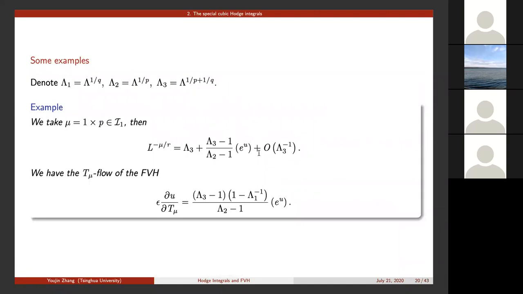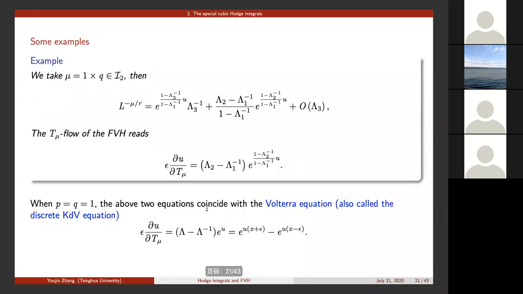And then we can write down some examples. For example, if we take mu belonging to the first index set I1, with k equal to 1, this is equal to p. Then we can write down this operator L and write down this equation. This actually is a discrete equation in the spatial variable. And when we take mu belonging to the second index set and take k again equal to 1, then we obtain mu equal to q, and we obtain this equation from the last equation.